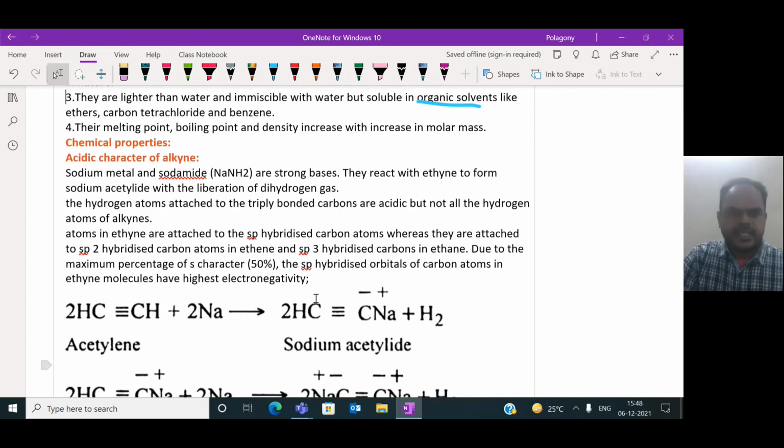This acidic nature of alkynes can be shown by reacting with metal amides, or by reaction with silver, copper, or sodium metal. Sodamide, NaNH2, is a strong base, and when it reacts with ethyne it forms sodium acetylene, and hydrogen gas is liberated.